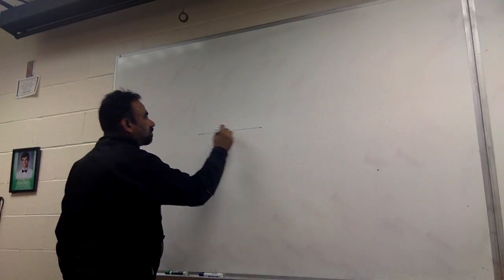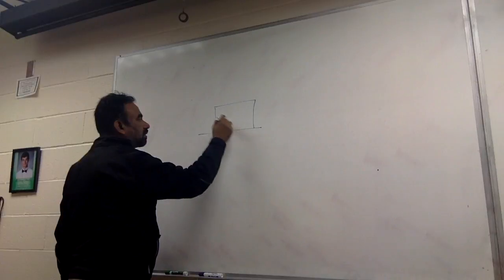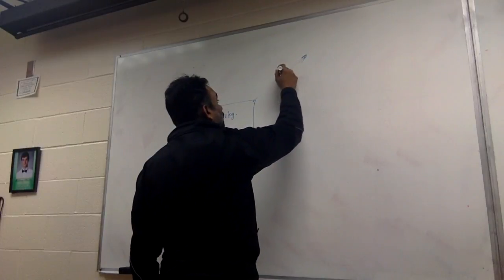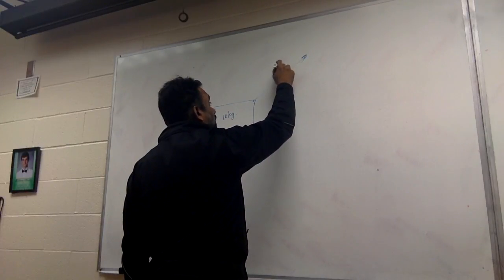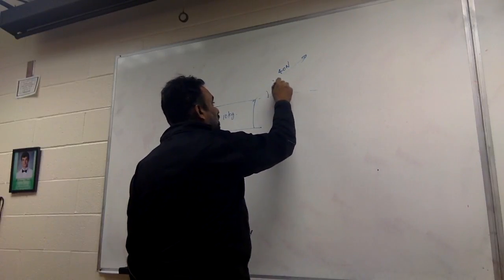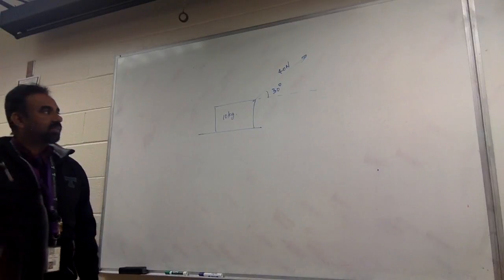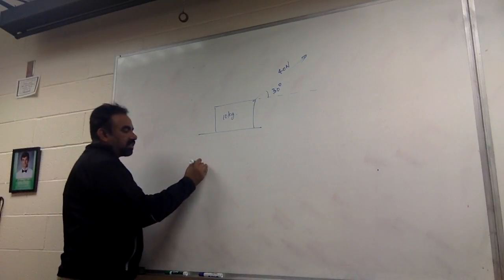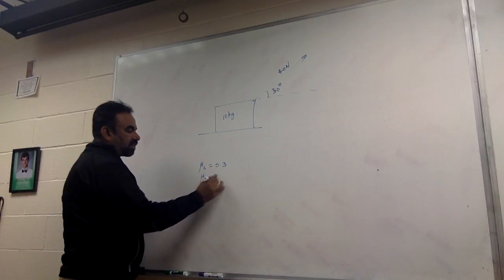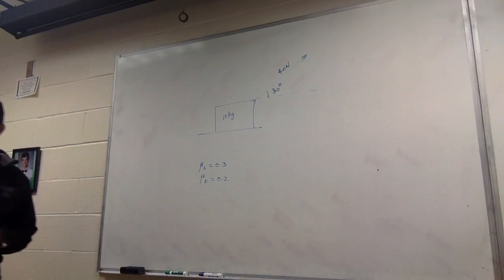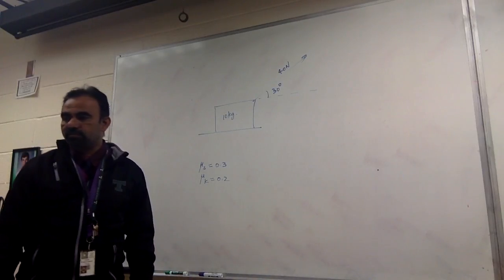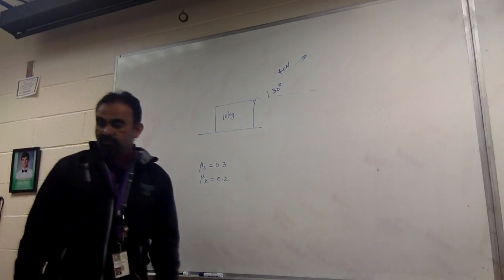We did a problem before with the block. The mass was 10 kilograms, and you're pulling it like this at 40 newtons at an angle of 30 degrees. You see that problem? Okay. Now let's say the coefficient of static friction is 0.3, and the coefficient of kinetic friction is 0.2. What will be the consequence? So let's work it out.